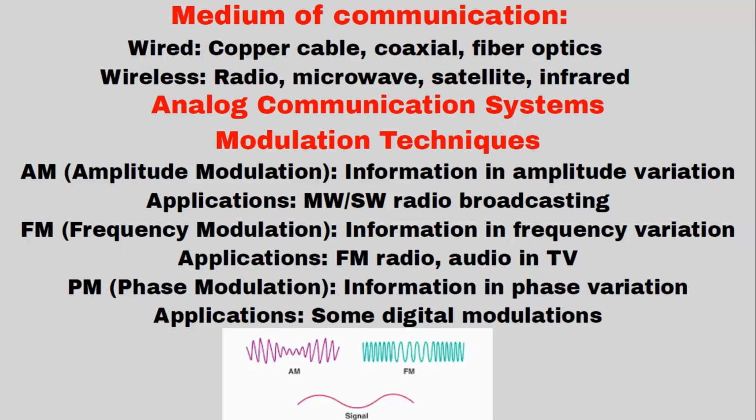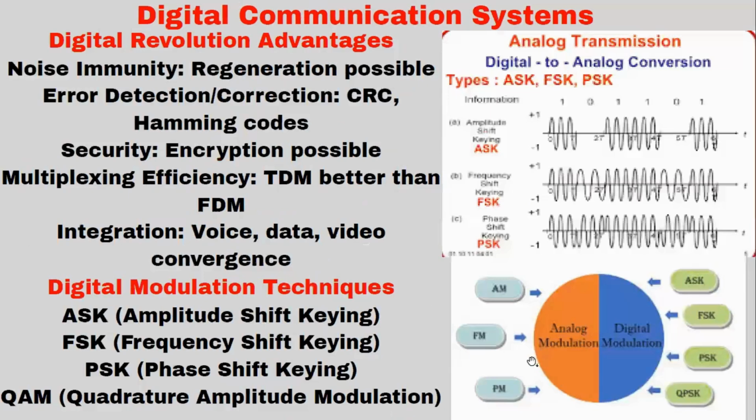Applications where you use it: medium wave, short wave radio broadcasting, low frequency radio broadcasting systems. FM, that is, the information is in frequency variation, right? Frequency variation will be there. Applications: FM radio, audio, and TV. The noise will be a little lesser, and the picture or video quality will be better. Then comes phase modulation, that is PM. Information is in phase variation, right? Phase will vary. Application: some digital modulation uses this. Okay, so these are the important points we are discussing.